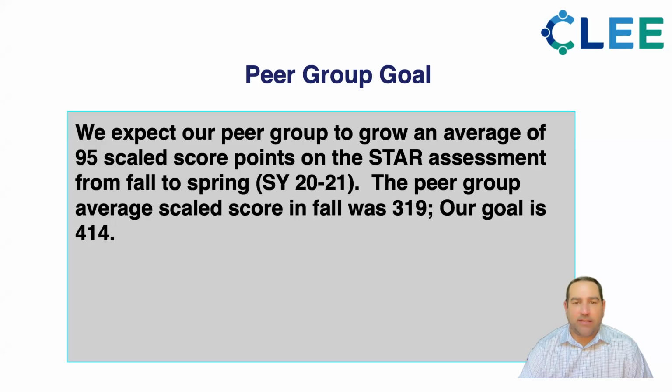Now that you've had the chance to see the general framework for equity goal design, let's take a look at two completed equity goals. Here we look at our peer group goal first. Our goal is we expect our peer group to grow an average of 95 scaled score points on the STAR assessment from the fall to spring of 2021. The peer group average scale score in the fall was 319, and our goal is 414.